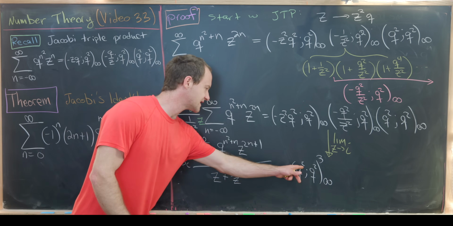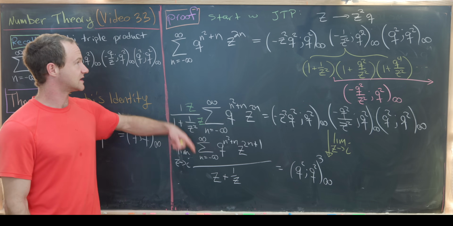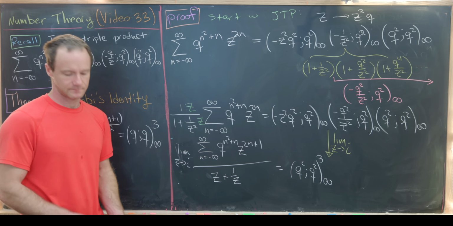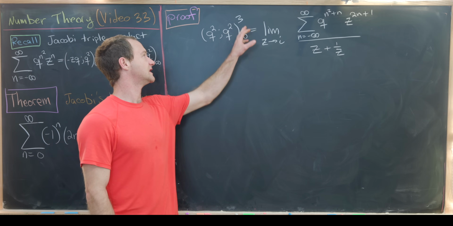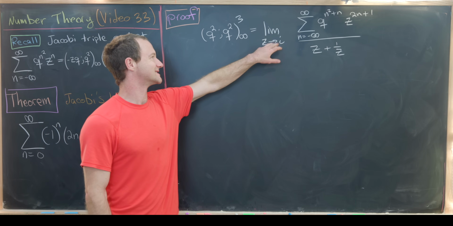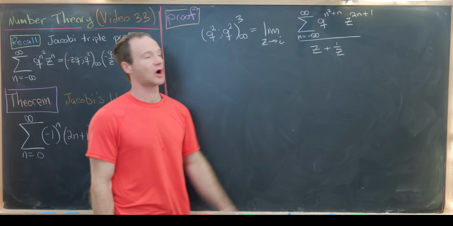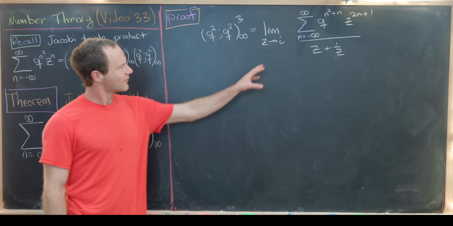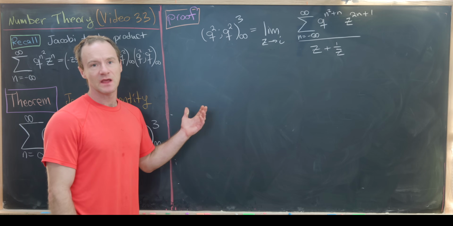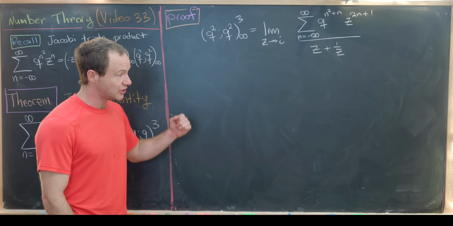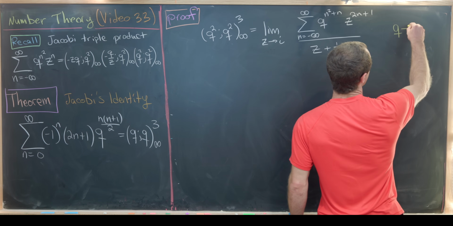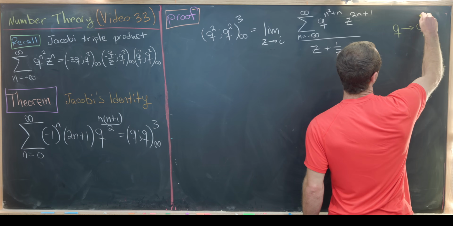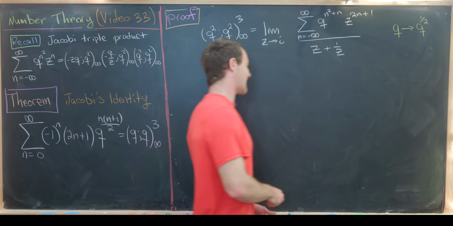So now let's bring this last line to the top, and then we'll continue on. On the last board, we were able to show that q squared, infinity cubed was equal to this limit as z goes to i of all of this stuff. Now, before we start taking this limit, I want to maybe replace q with q to the half, or the square root of q. So I'll just put this in yellow that we're going to replace q with q to the half.